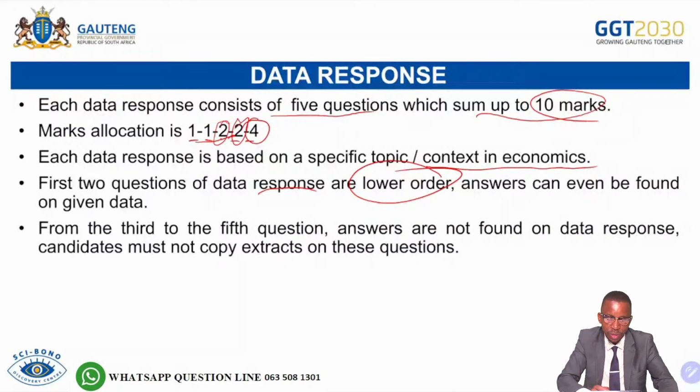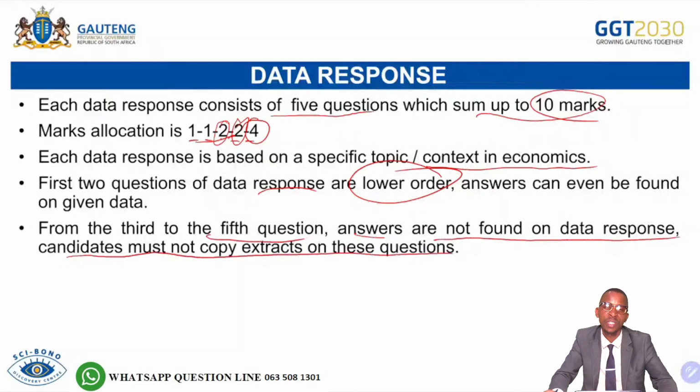From the 3rd to the 5th question, answers are not found in the data response. Candidates must not copy the extract for these questions. It is very important to avoid copying the extract for these kinds of questions. From the 3rd question to the 5th question, the answer cannot be found in the data given to you, but you must use your content knowledge to answer those questions, even though the answers are not there.